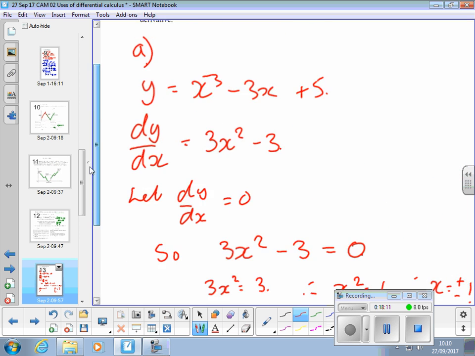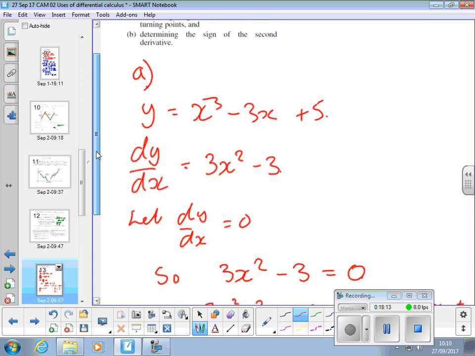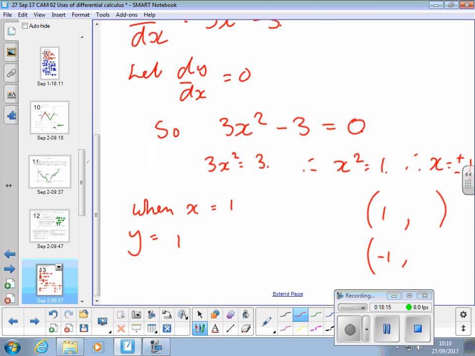I'll find the value of y. y equals 1 cubed minus 3 times 1 plus 5. 1 minus 3 plus 5, so y is equal to 3. That's one turning point. We've got 1, 3.